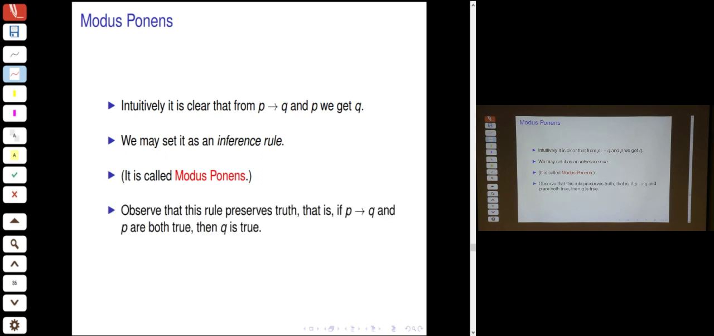So observe, this rule preserves truth. If P arrow Q is true and P is true, then Q cannot be false. Because if Q is false, then this one is false. So if the first two are true, there's only one possibility for Q: Q has to be true. So therefore, this preserves truth.